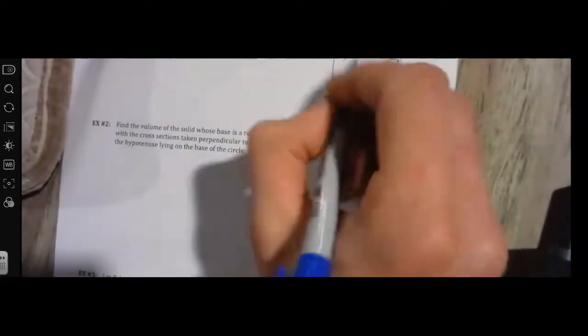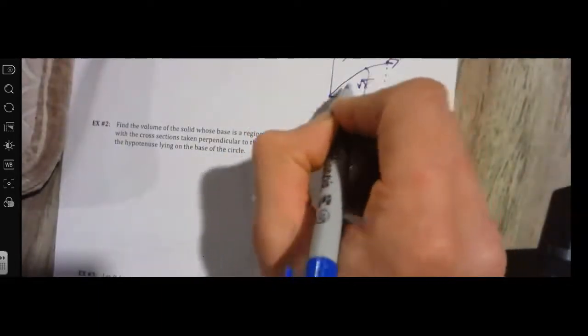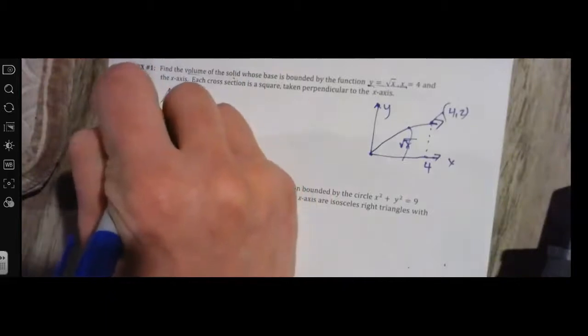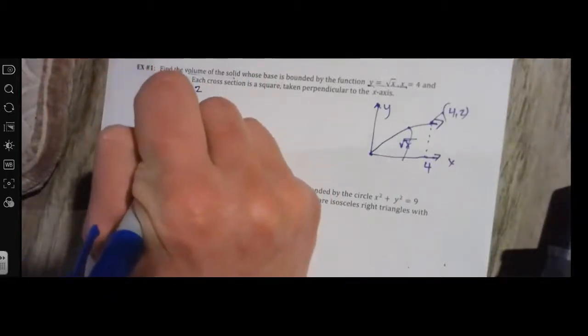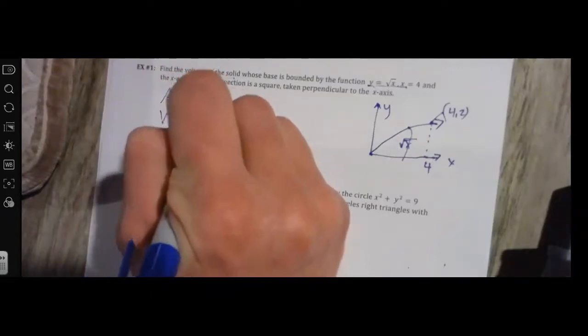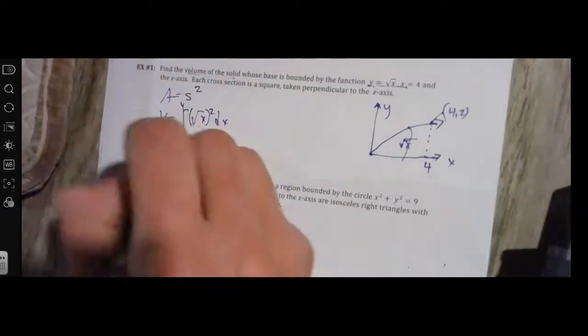So what we need to do there is draw the little picture to help us visualize this. This is radical x right here. And so the area of those square slices is equal to side squared. So our volume is the integral from 0 to 4 of the square root of x, squared, dx.